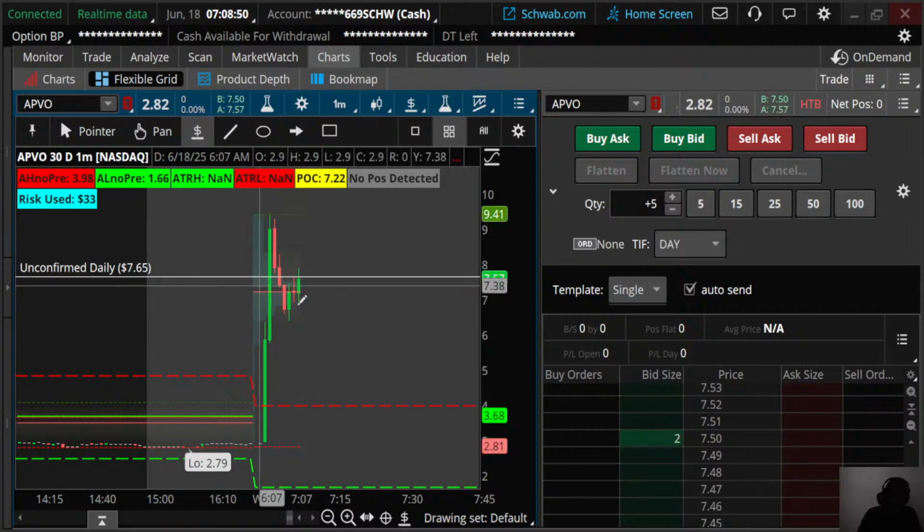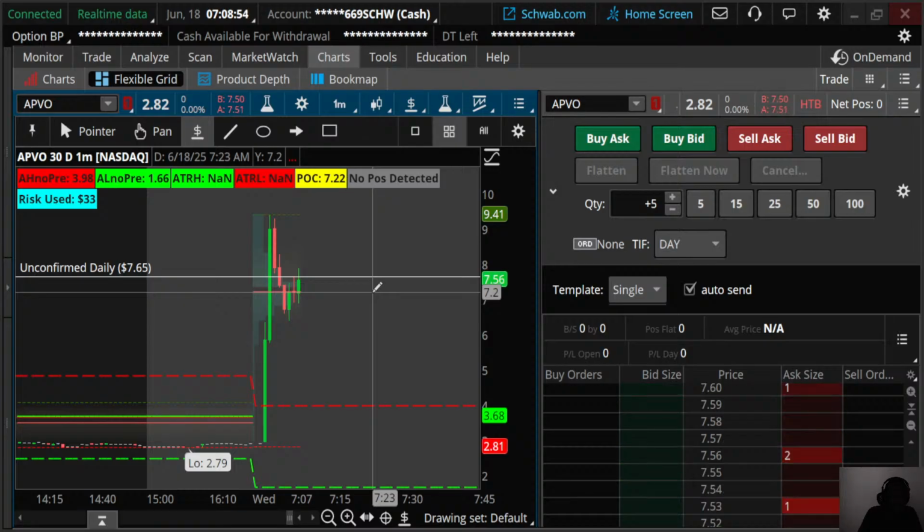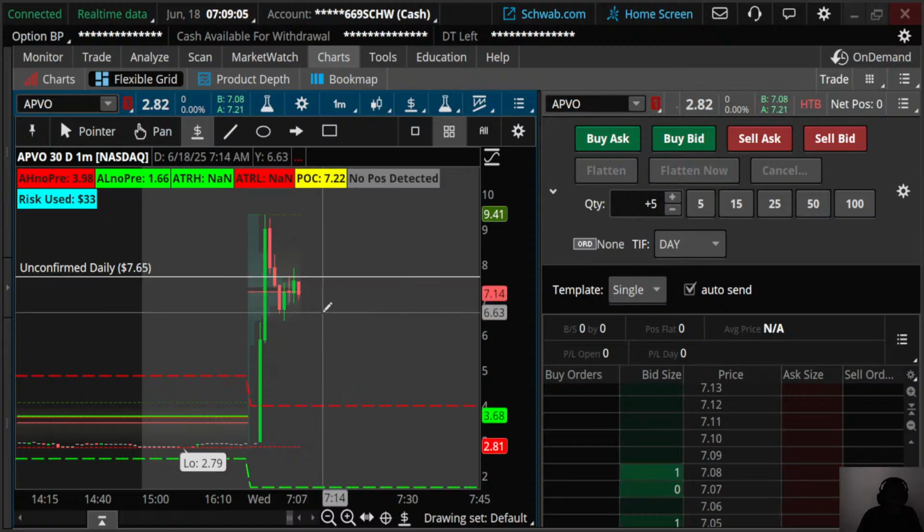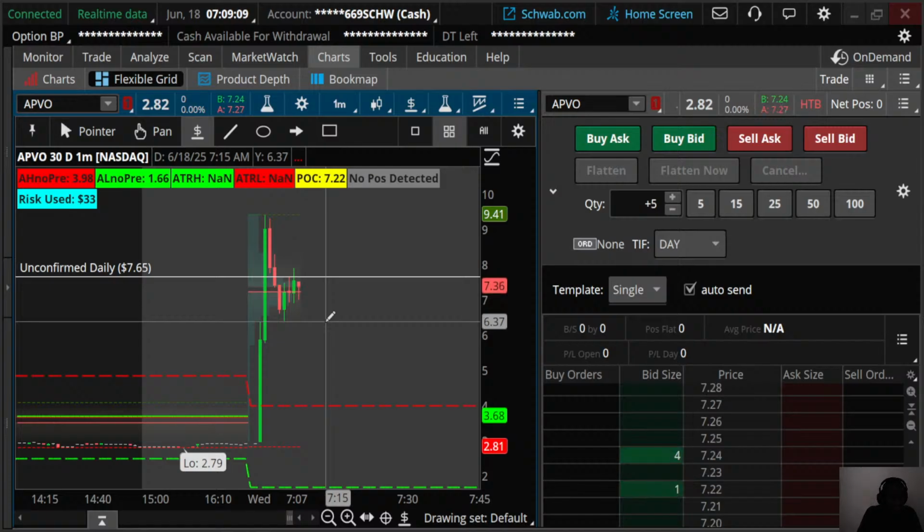Coming back up to this unconfirmed level, 765. See if it acts as resistance here. Closing up that level. All right. Acting as a little bit of resistance. Four million shares on the board for it.